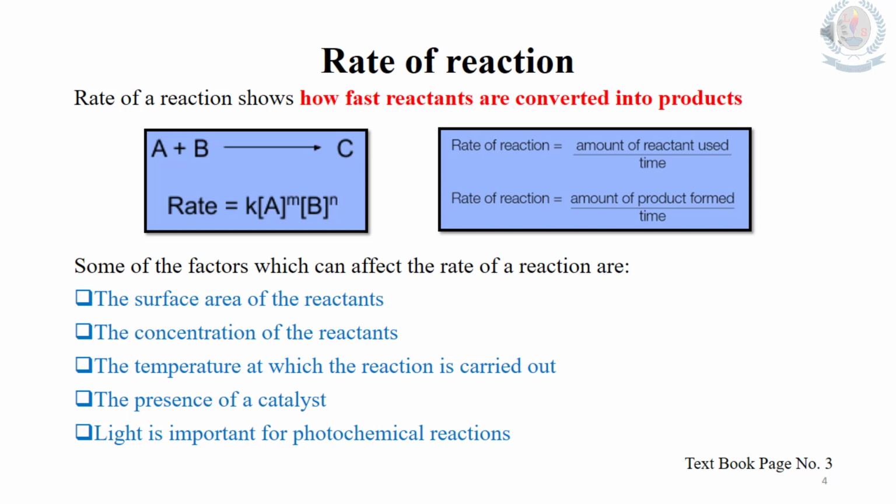There are some factors which can affect the rate of reaction. Some of them are the surface area of the reactants, the concentration of the reactants, the temperature at which the reaction is carried out, the presence of a catalyst. If it is a photochemical reaction, light is also an important factor.